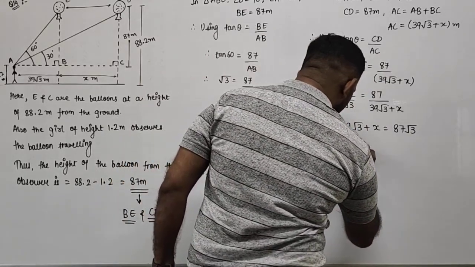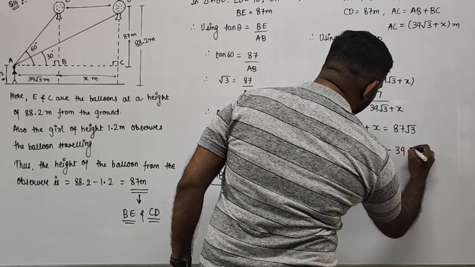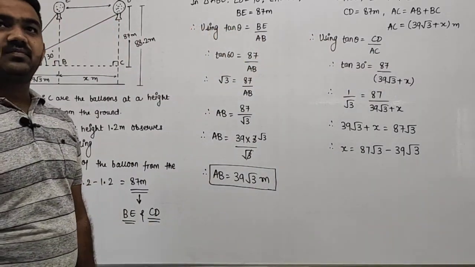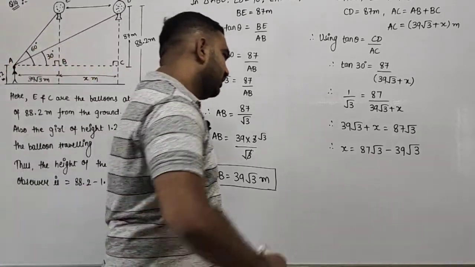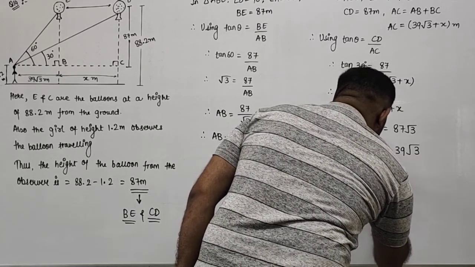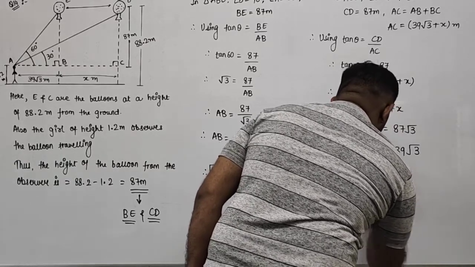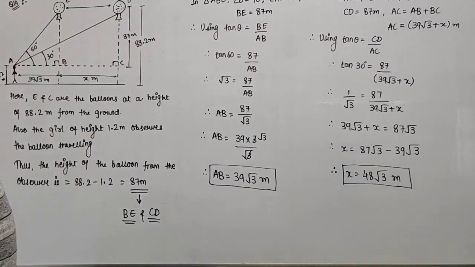Therefore 39√3 plus x is equal to 87√3. Taking 39√3 to the other side, x is equal to 87√3 minus 39√3, and that will be 17 minus 9, that is 8, and 8 minus 3 is 4, and therefore x is equal to 48√3 meters. Right? This is nothing but the distance traveled by the balloon.